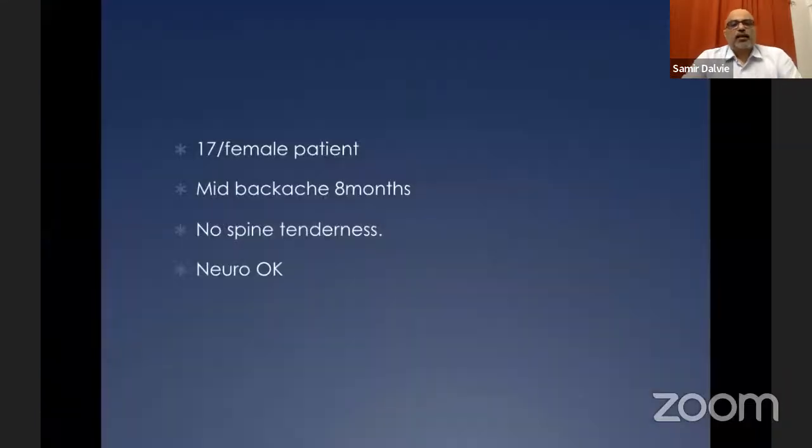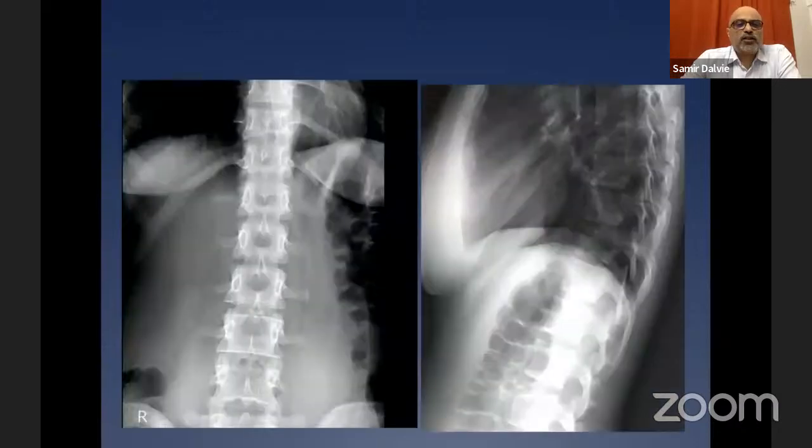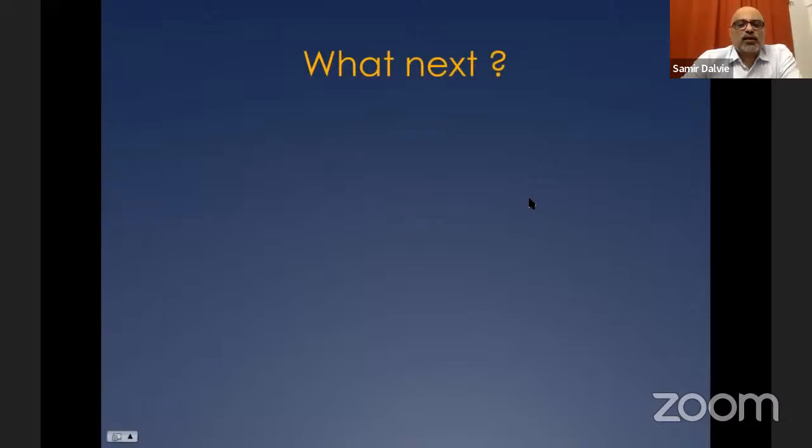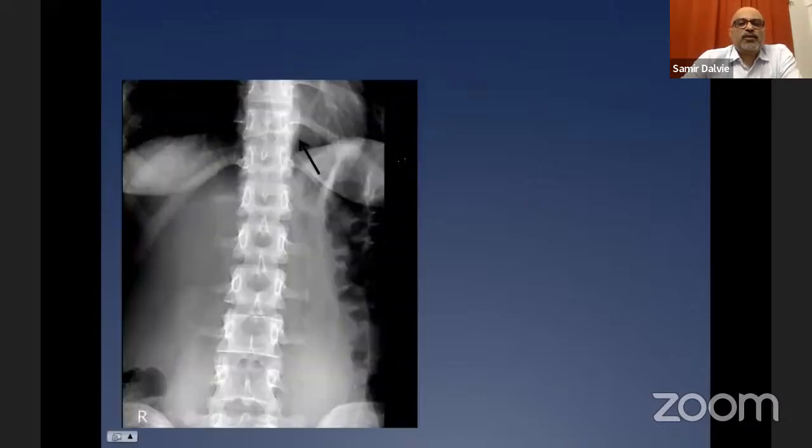And now what we'll do is I will take you through a presentation. This 17-year-old female came with mid-back pain since 8 months, no tenderness and neurology okay. And again, this is the X-ray. Honestly, not very much to see in this X-ray, but I'm sure our young lady would pick up the fact that there is a little increased soft tissue at the side. Disc space, if one really is finicky, one may say that one of the disc spaces is narrow. The question is, what next? You can see here as well, there is a little abscess over here.